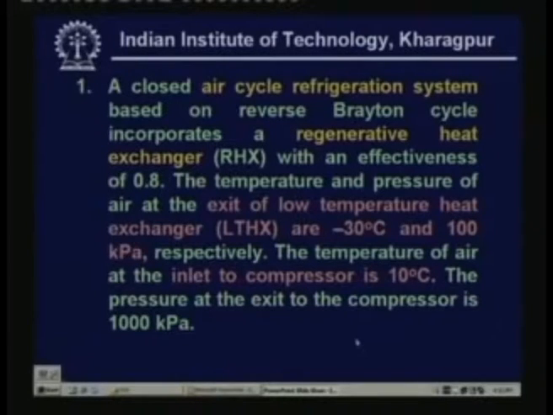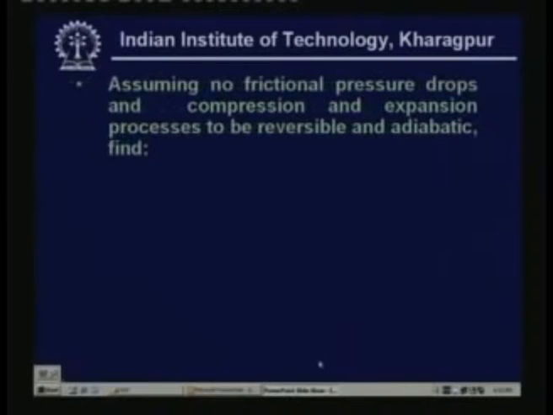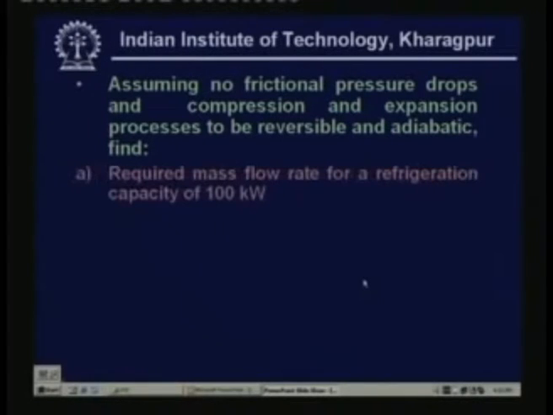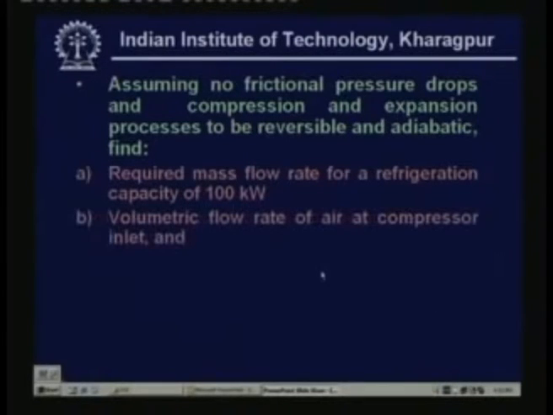This is the problem statement. It is a simple air cycle refrigeration system. Only one change is there, an additional component, that is a regenerative heat exchanger. It is also mentioned that we have to assume no frictional pressure drops and compression and expansion processes to be reversible and adiabatic, and under these assumptions and from the given data we have to find the required mass flow rate for a refrigeration capacity of 100 kilowatts, a required volumetric flow rate of air at compressor inlet, and the system COP.